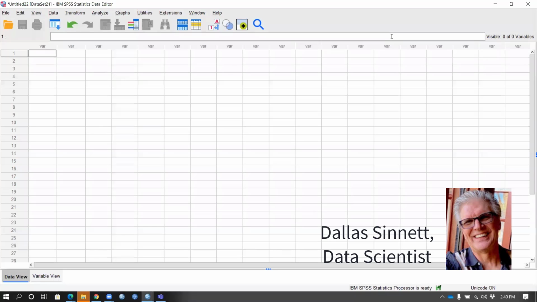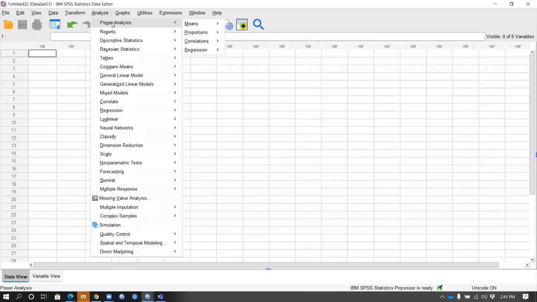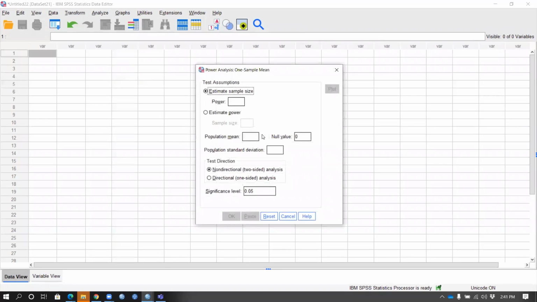Power analysis is an important part of designing your studies and is often required to indicate that you've established the feasibility of your study. As an a priori procedure, there's no data required in SPSS, so let's get started. We'll go under Analyze, Power Analysis. There's many aspects. We're just going to do the one sample t-test.